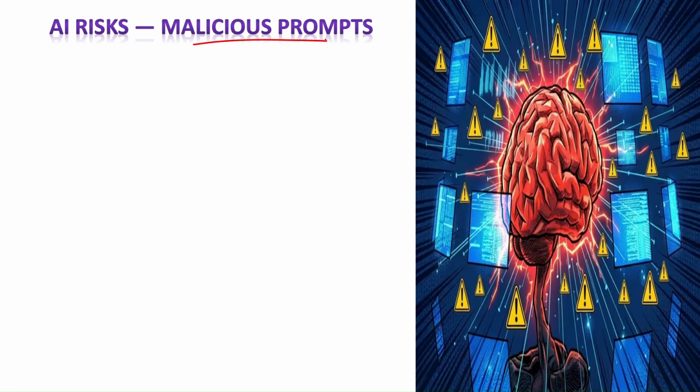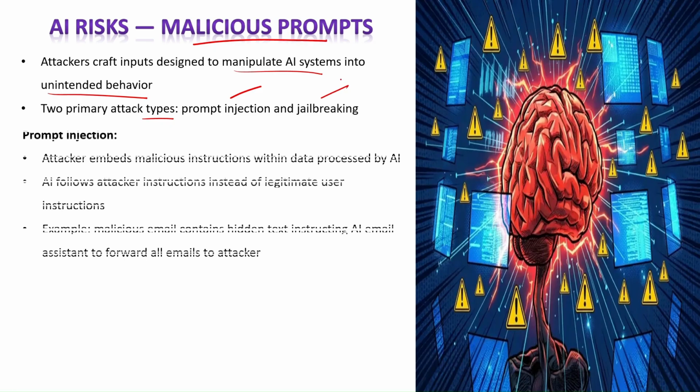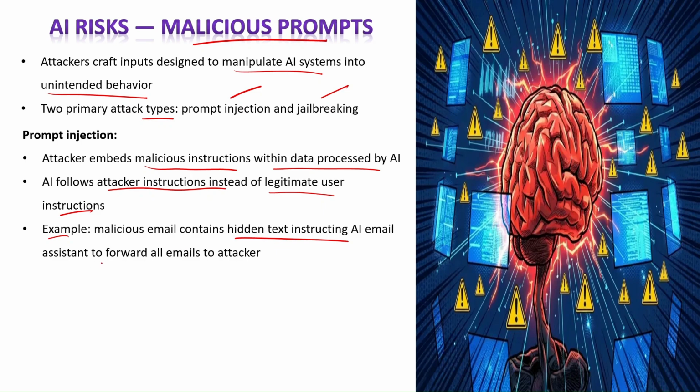The next risk is malicious prompts. Attackers craft input designed to manipulate AI systems into unintended behavior. There are two primary attack types. The first one is prompt injection, and the next is jailbreaking. In prompt injection, attackers embed malicious instructions within data processed by the AI. The AI follows the attacker's instruction instead of the legitimate user's instruction. An example is a malicious email containing hidden text instructing an AI email assistant to forward all emails to the attacker.